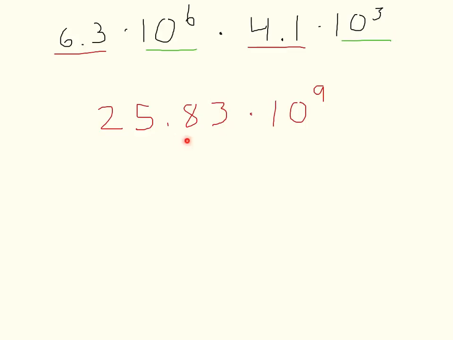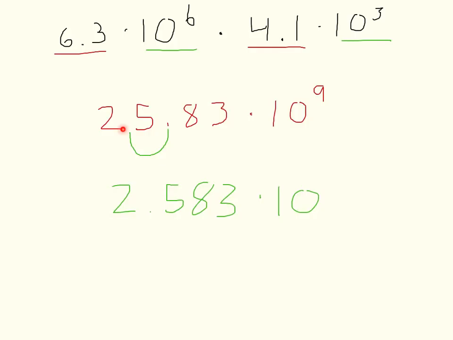When I look at my coefficient now, this is supposed to be scientific notation. This is not scientific notation yet because my coefficient is a number above 1 and 10. 25 is not a number between 1 and 10. But if I move this decimal to the left once, I'm going to get 2 and 583 hundredths. This is a number between 1 and 10. So I'm going to multiply this by my base 10, but I have to remember I moved my decimal left once.